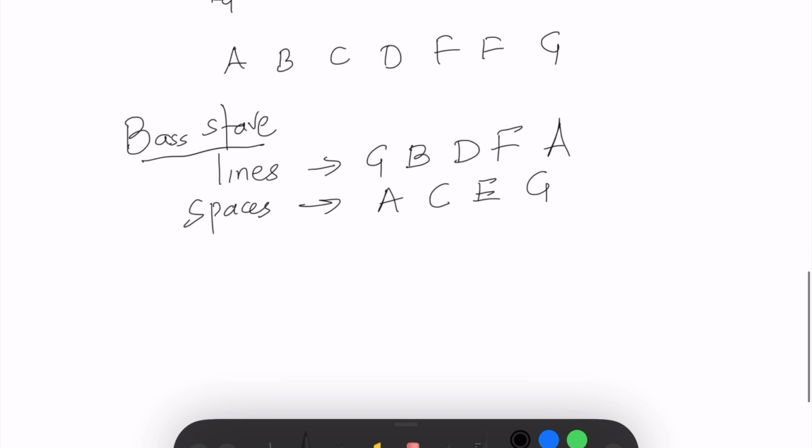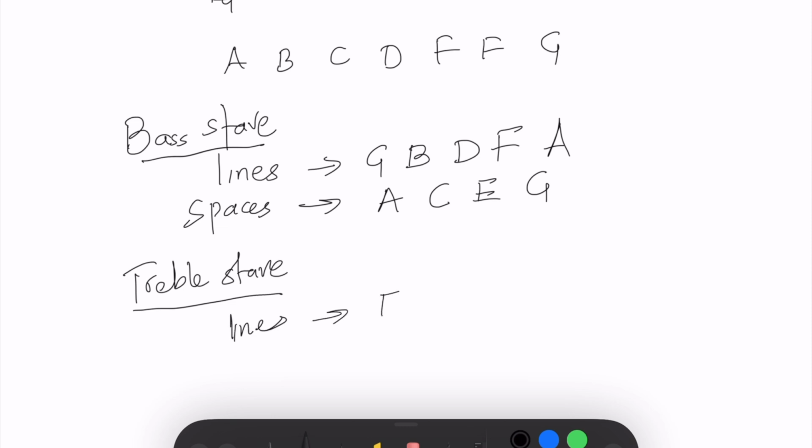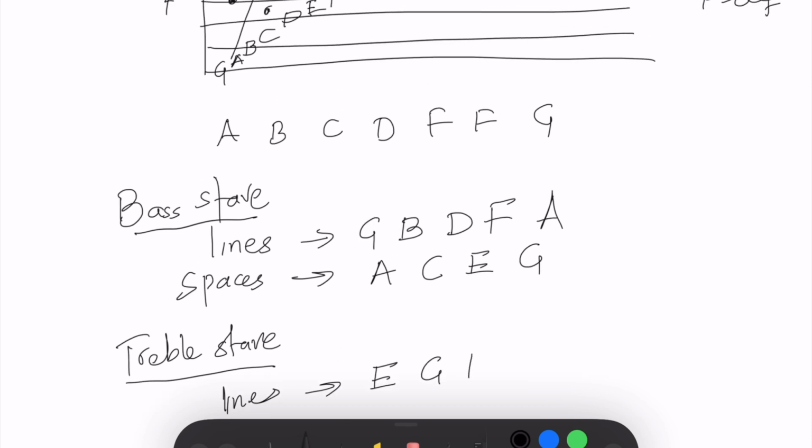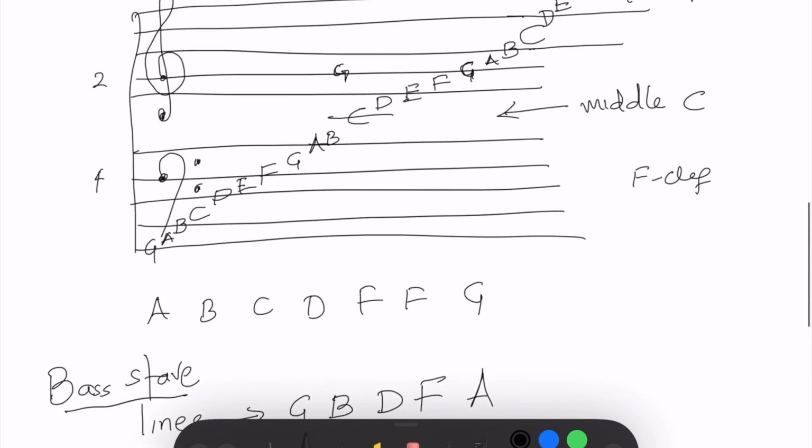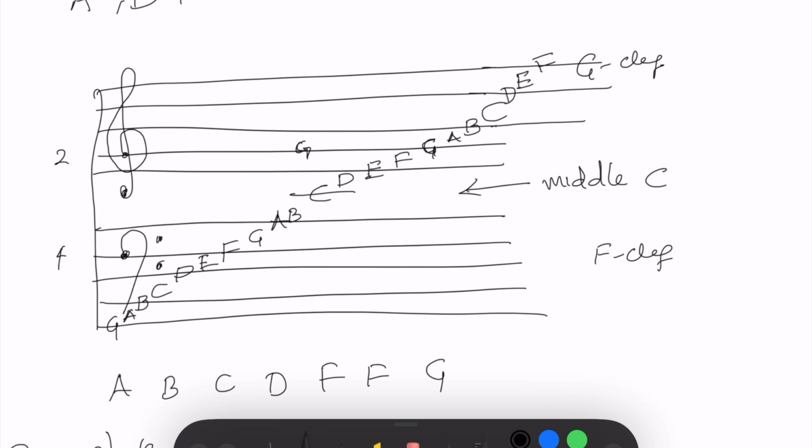For the treble staff, lines, what do you have? You have E, G, B, D, and F. Let's recall that again. E, G, B, D, E, G, B, D, and F.